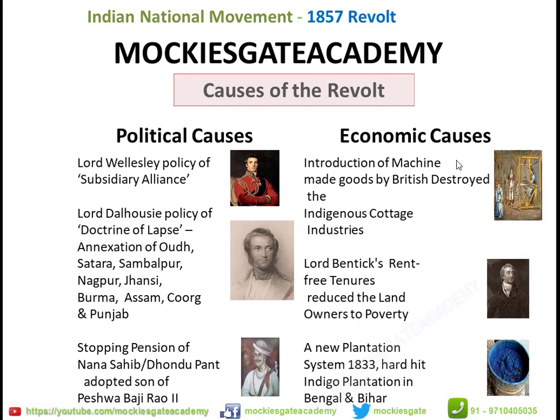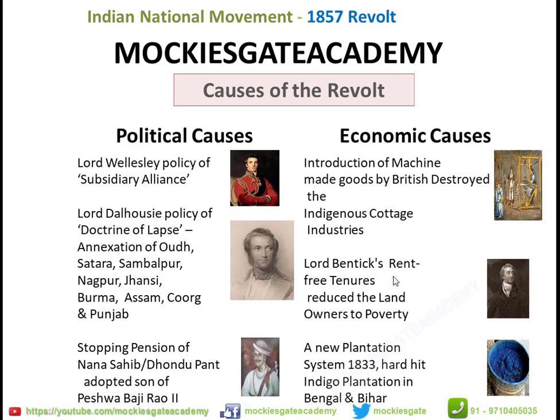Now let us go into the economic causes. Introduction of machine-made goods by the British destroyed the indigenous cottage industries. That is, the machine-made goods from Britain were imported and destroyed the handmade goods of Indian manufacture. This led to discontent among many Indian manufacturers and farmers who were affected directly by these things.